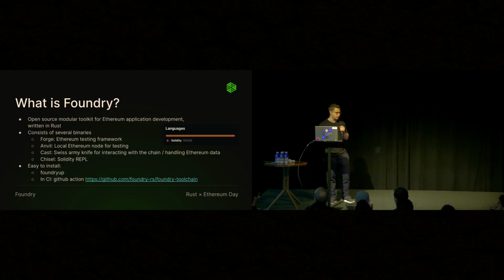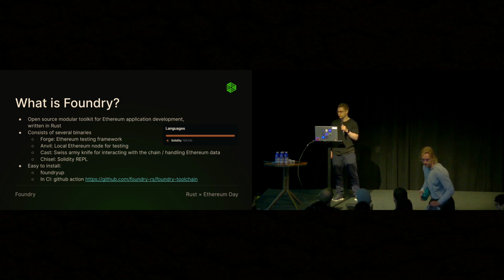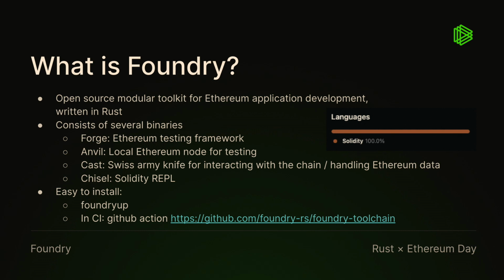For those who don't know, Foundry is basically a collection of tools that you can use for developing Solidity or Solidity adjacent work. You can use Anvil as a local Ethereum node that has a bunch of modifications that wouldn't be possible with something like Geth or Ref. So it's a full node from scratch.